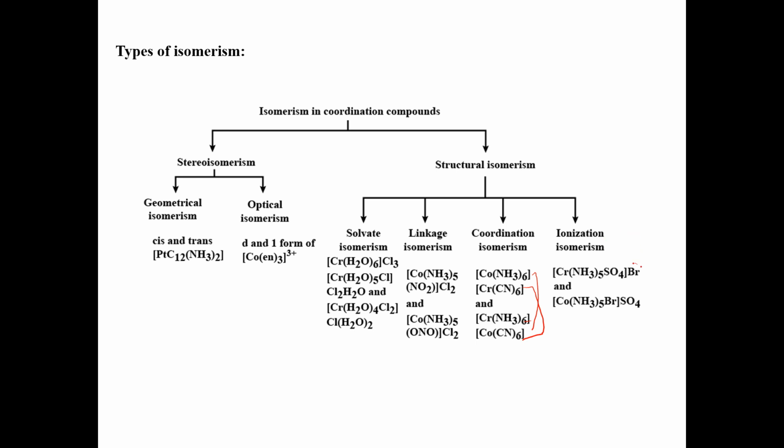Ionization isomerism: you can see here outside the coordination sphere it is bromide ion, and in this case it is sulfate. In the first case sulfate is inside the sphere, and in the second one it is outside the sphere. So these types of molecules will show different ionizations because one will donate bromide and the other will donate sulfate. So they are called ionization isomers.